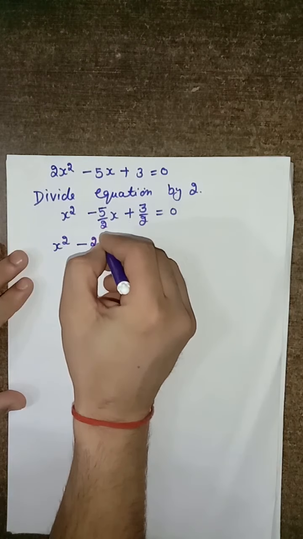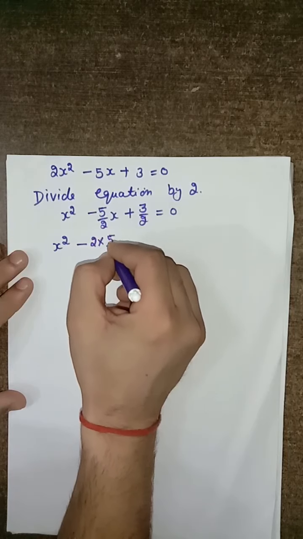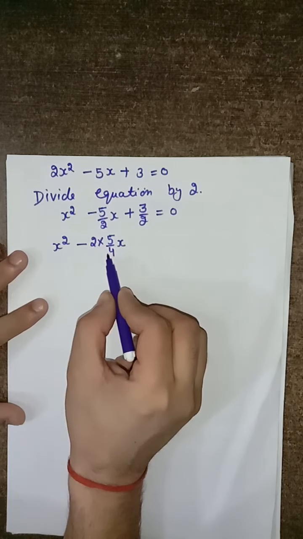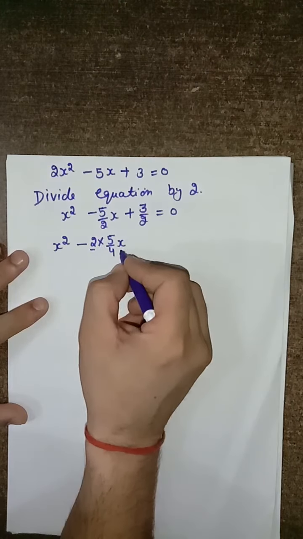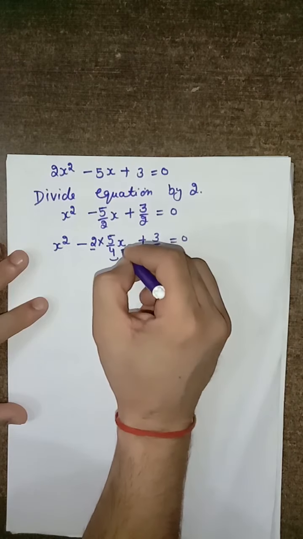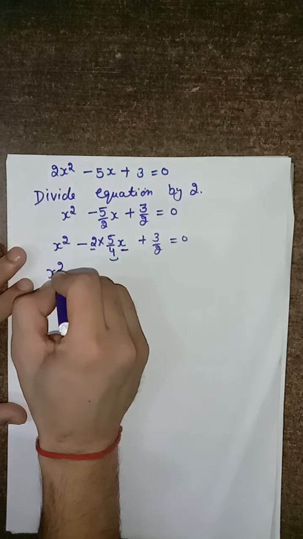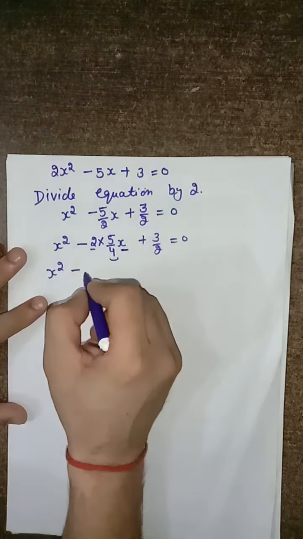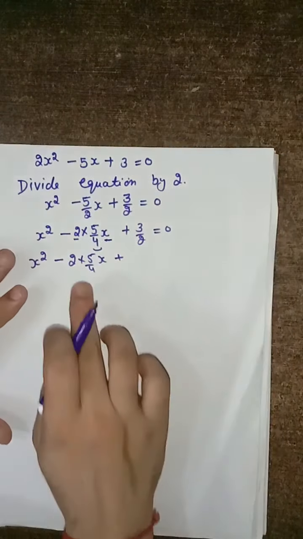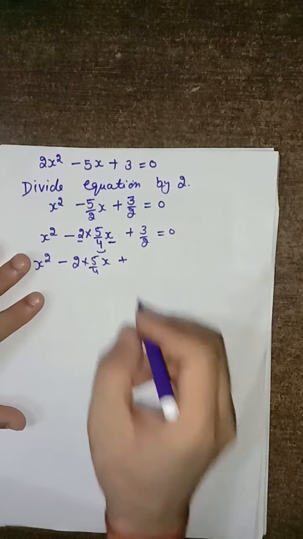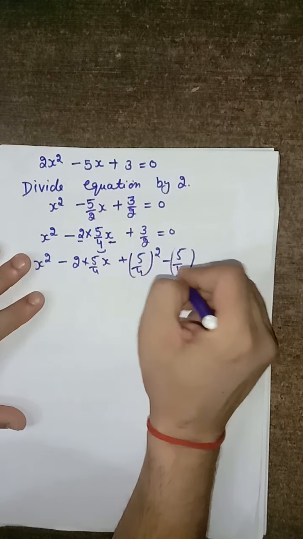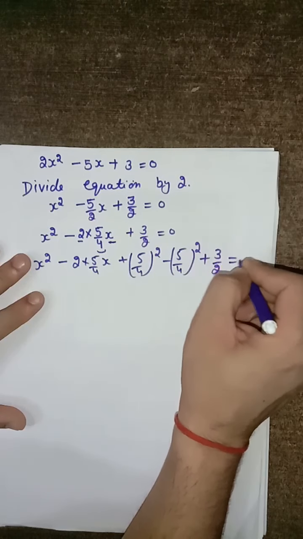Then we can write it as 2 into 5/4x. I simply multiply with 2 and divide by 2, so that this will convert into 2ax. Now plus 3/2 equals 0. x square minus 2ax. Now add the square of a and subtract the square of a: 5/4 whole square and subtract 5/4 whole square plus 3/2 as it is equals 0.